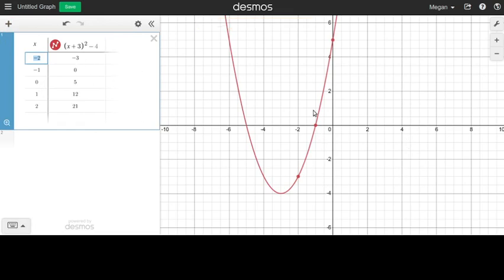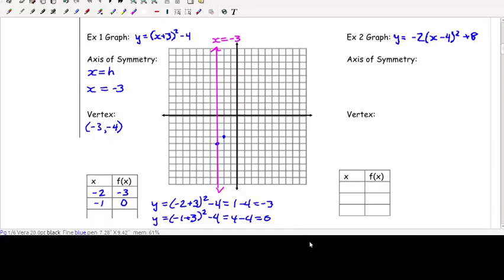So I've got here -2, -3, -1, 0. Those are the ones I calculated already. It also gives me 0, 5, and a couple points that go shooting way off the graph, but that's going to be enough for now. So I'm going to put in 0, 5 into my table and onto my graph.